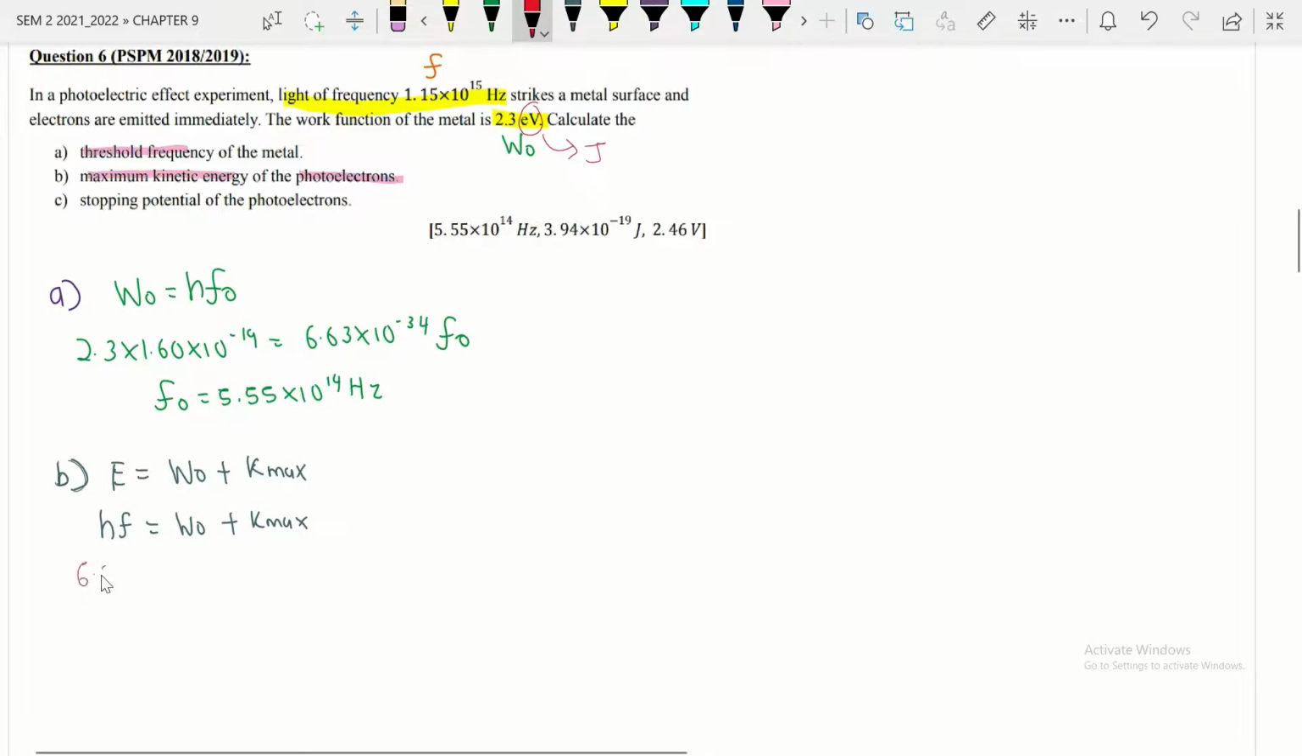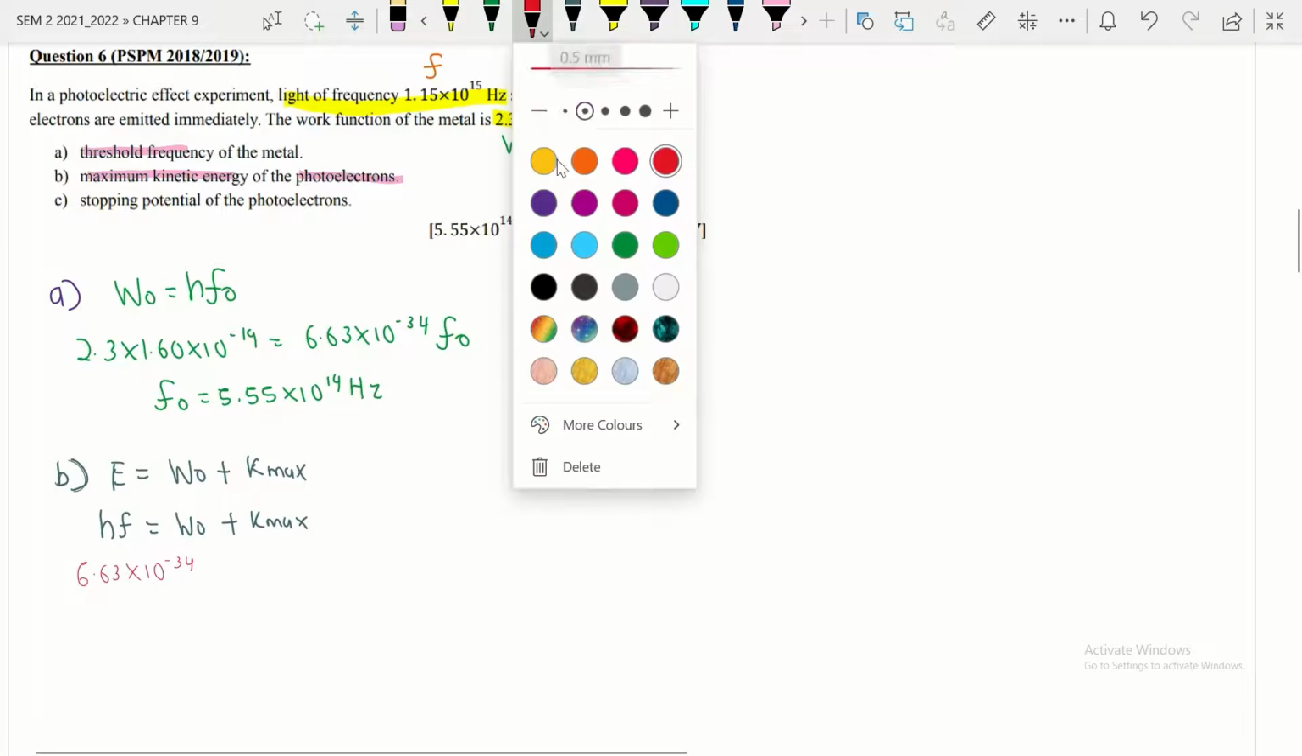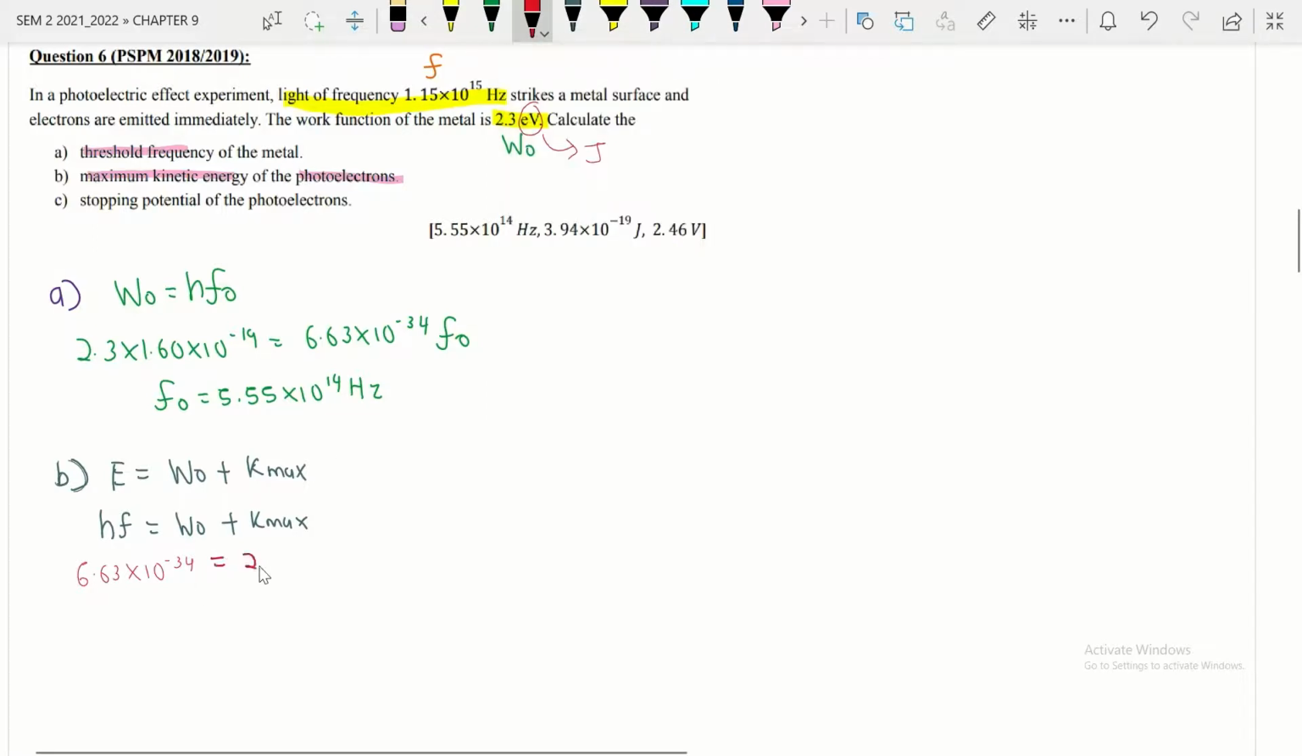So the Planck constant is 6.63 times 10 to the power of negative 34, and the work function is 2.3. We must convert it to joule, so we times it with 1.6 times 10 to the power of negative 19 plus maximum kinetic energy. So we are looking for the maximum kinetic energy, and the answer is 3.94 times 10 to the power of negative 19 joule. Okay, so the next question, we are looking for stopping potential of the photoelectron.